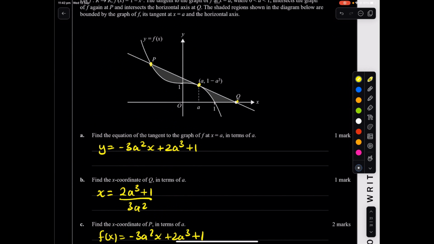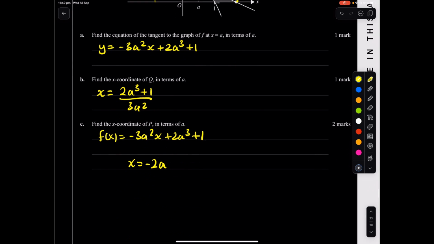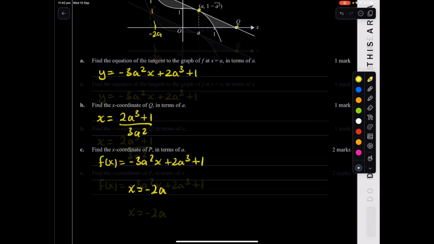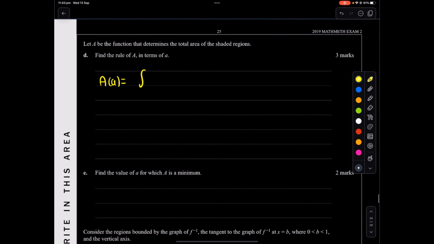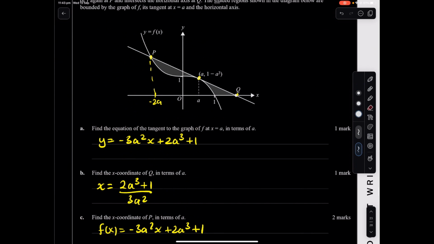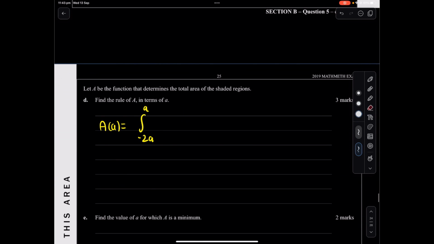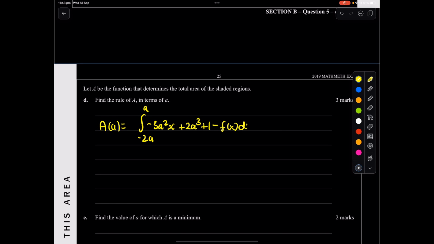Alright, so we can say from this point P, which is what? P is negative 2a. So from negative 2a to a, where the upper function is the line, negative 3a squared x plus 2a to the power of 3 plus 1, minus f of x dx.